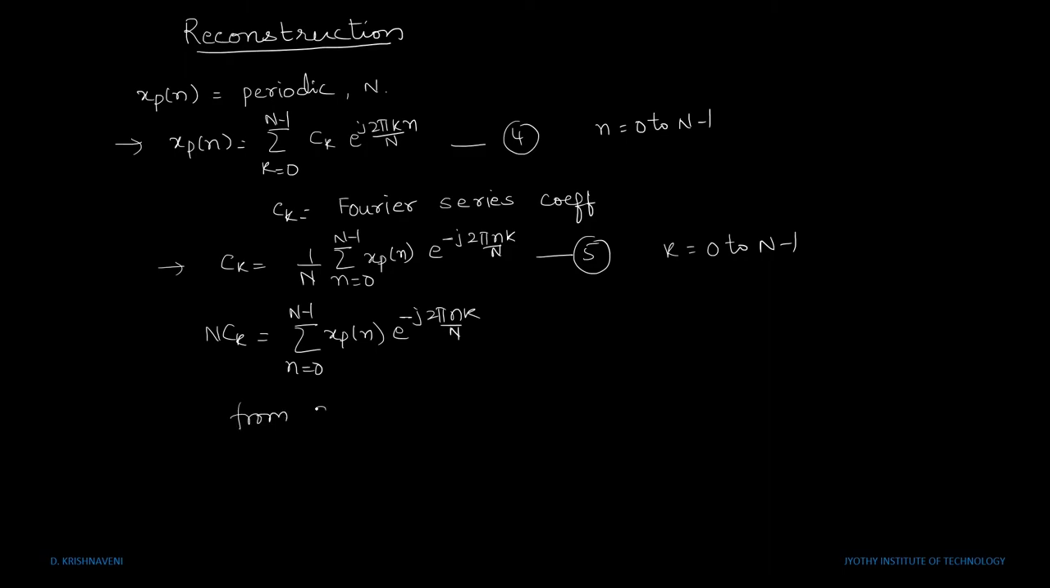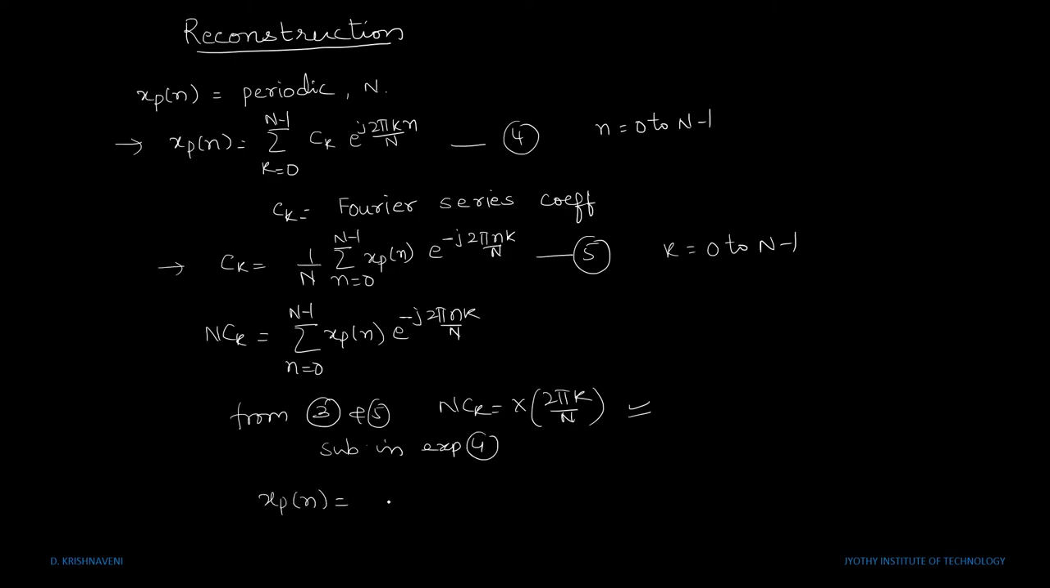So from equation 3 and equation 5, we come to know that N ck is equal to X of 2 pi k by N, or ck is equal to 1 by N X of 2 pi k by N. Now this value we are going to put in expression 4. So substitute in expression 4. So what will we get?